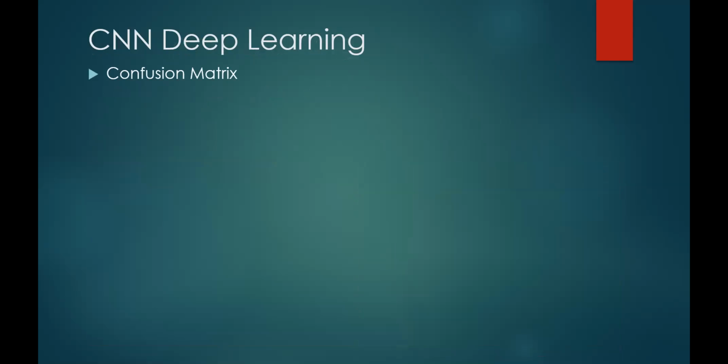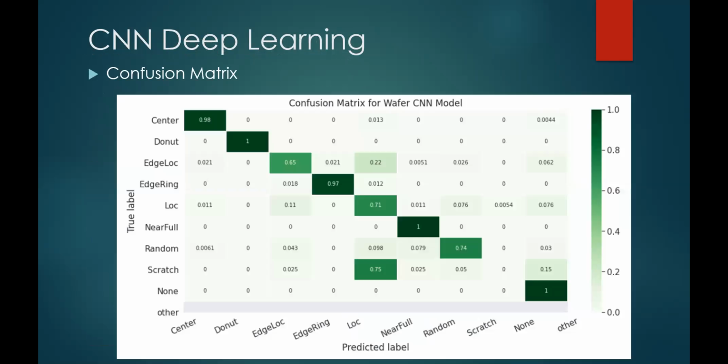Confusion matrix. As per the confusion matrix, the model performance is in general fine, greater than 97%, except for the defect edge loc, where only 65% of the cases matched. 11% was predicted as loc, 4% as random, and 2.5% as scratch.